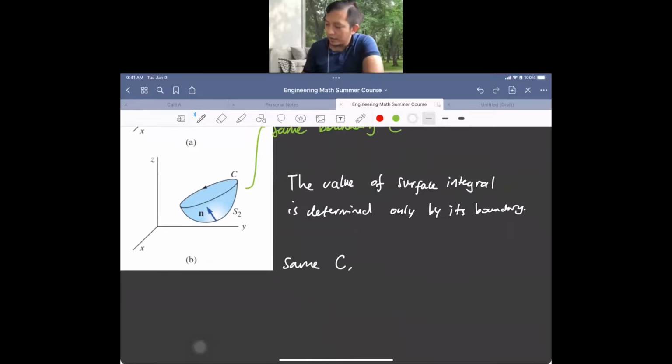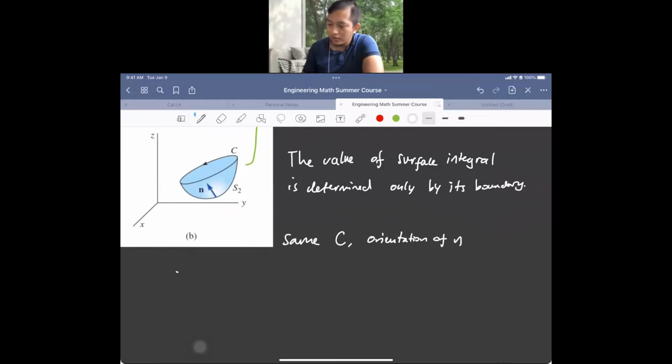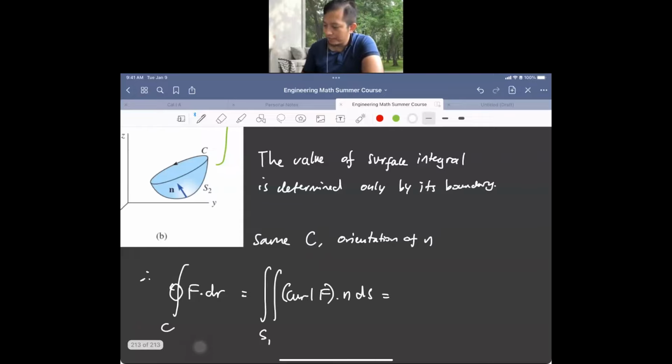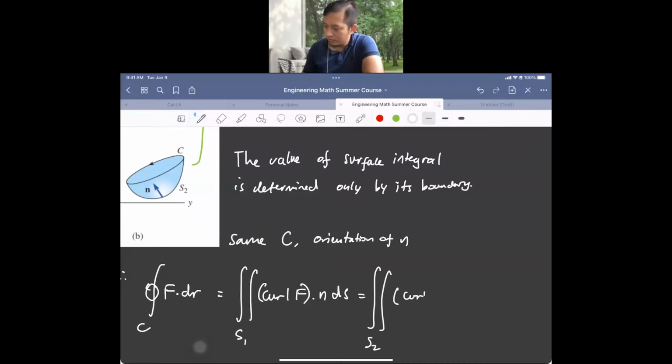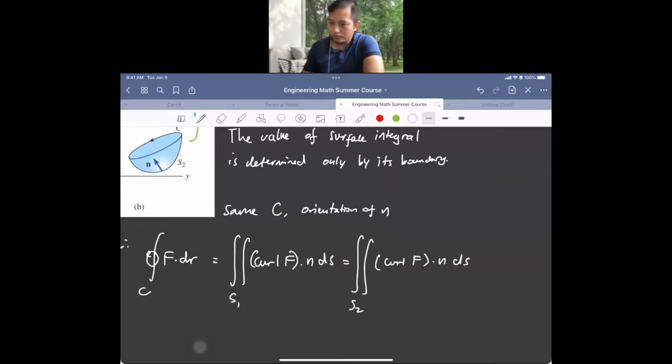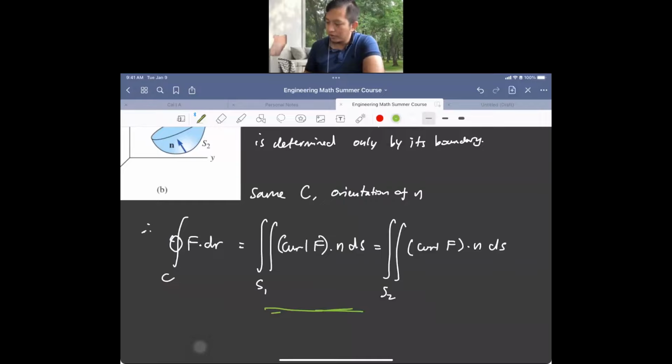so same C and orientation n, then the line integral of F dr is equal to the surface integral over S1 of curl F dot n dS, which equals the same over S2. So it's the same. The two surfaces become not really important in this case. Okay, so we finish this Stokes theorem.